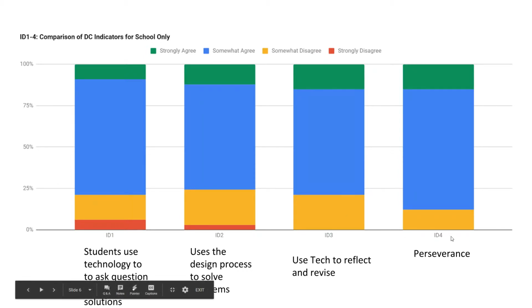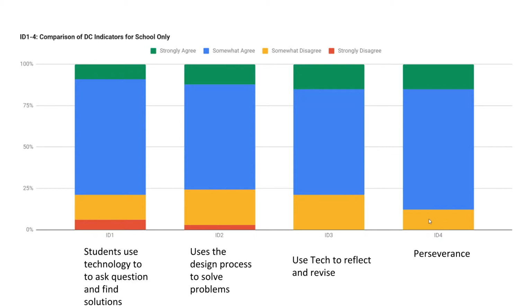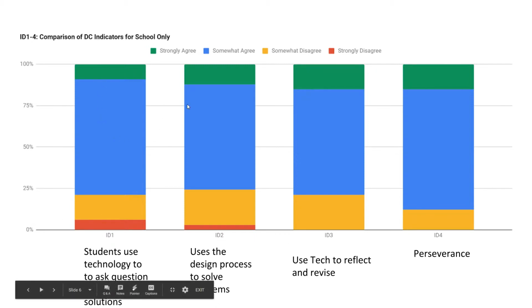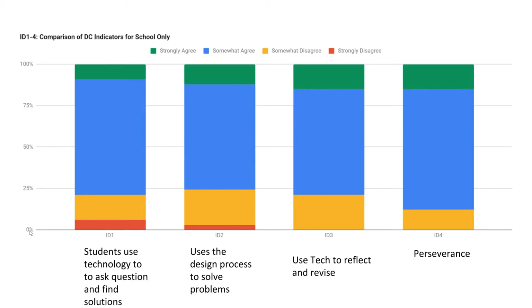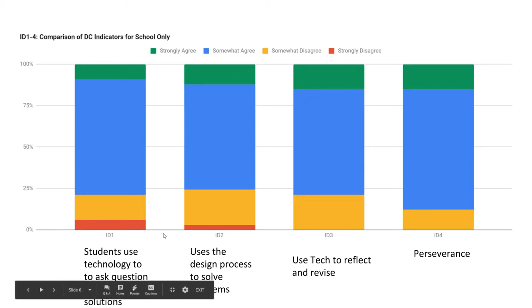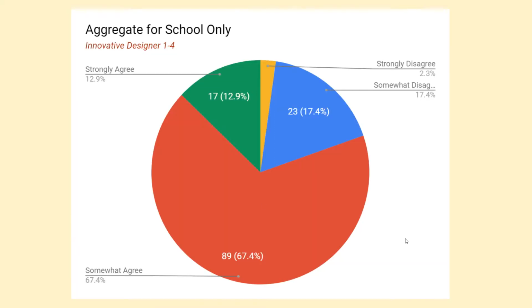And apparently we're doing pretty good in perseverance, as we have about maybe 15%. But it looks like we're doing pretty strong. And I can tell you from looking at all the data, we graded ourselves very high. I don't know, it could possibly be many reasons for doing this, but it is what it is. And this is the school only, our data and all of it put together.